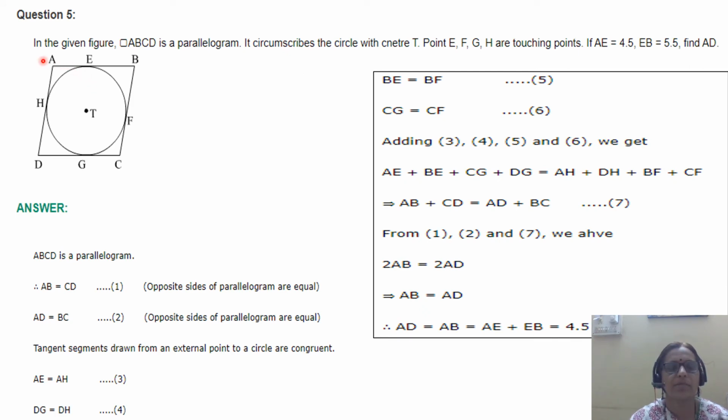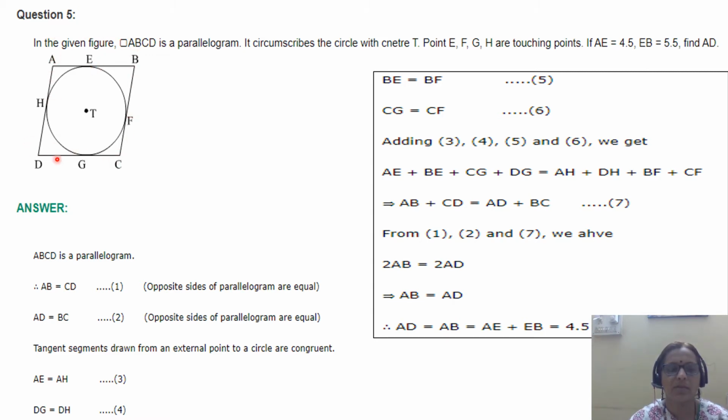Start with example 5. In given quadrilateral ABCD, the quadrilateral is a parallelogram. It circumscribes the circle with center T. Points E, F, G, H are touching points. AE is 4.5, EB is 5.5. Find AD distance.